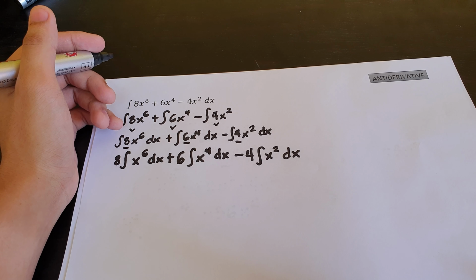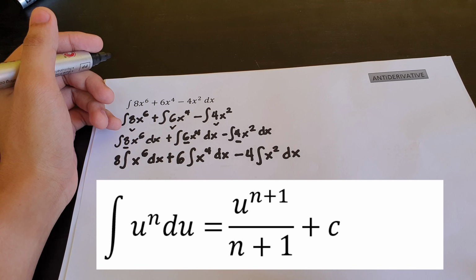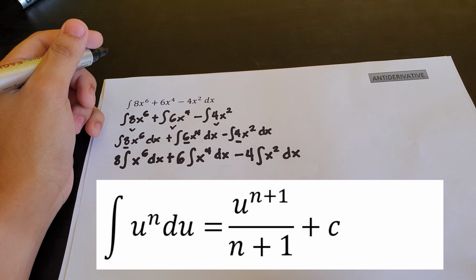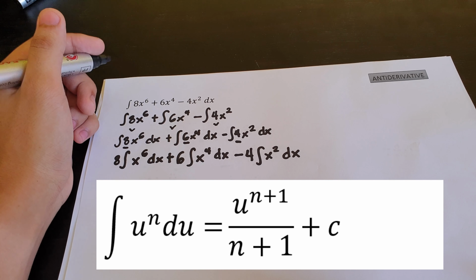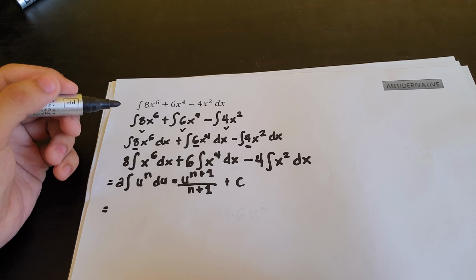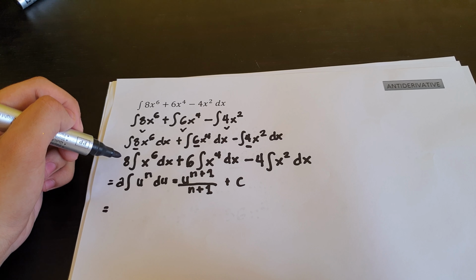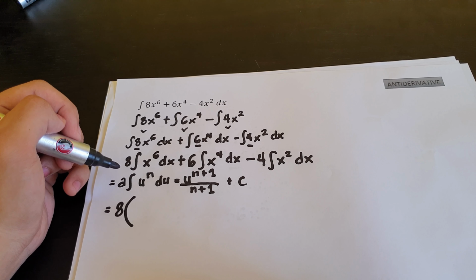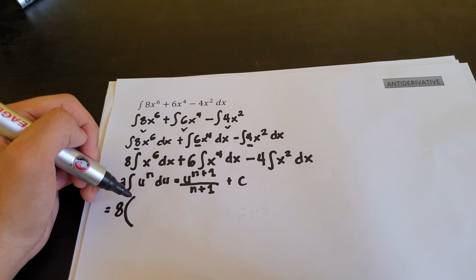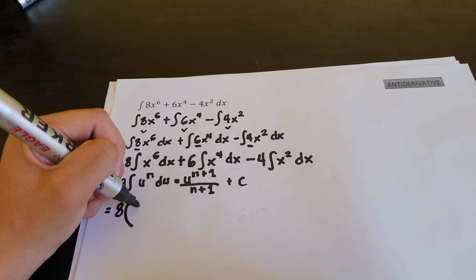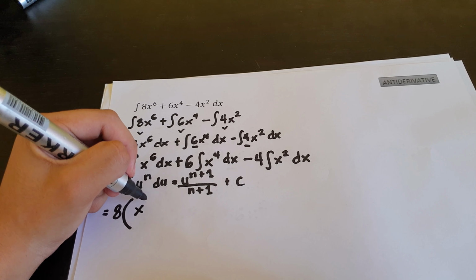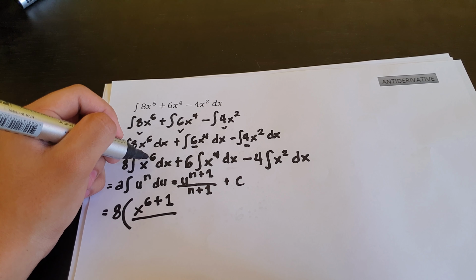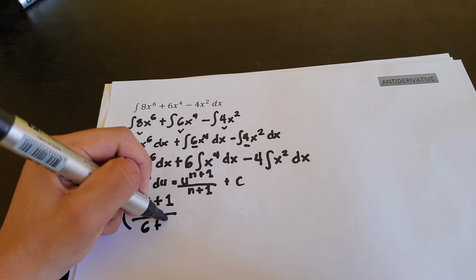Now, we can use the power rule of integral, which is integral of u to the power of n du equals u to the power of n plus 1 over n plus 1 plus c, or constant. In the power rule, a is a constant number outside the integral, u is the variable, and n is the exponent. Now, copy the constant number, which is 8, times the variable, which is x, n is 6, plus 1 over n, our exponent, 6 plus 1.